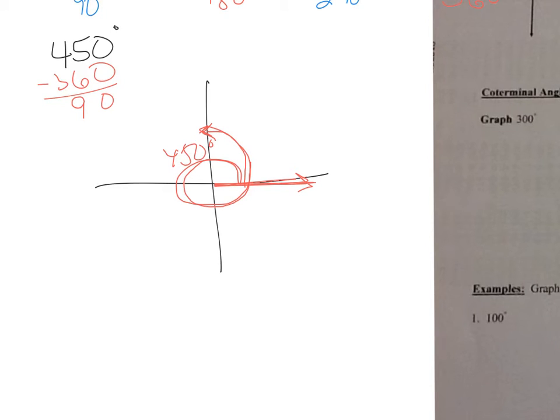It could be even bigger. It could be bigger than 720 degrees. So you just keep subtracting 360 degrees until you get an angle that's less than 360 to figure out where it's going to fall, in which quadrant.